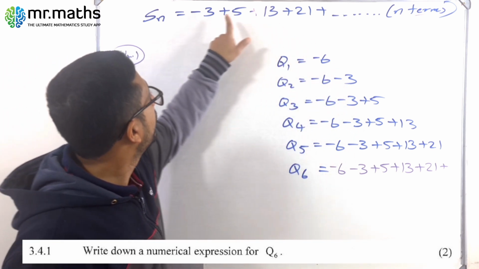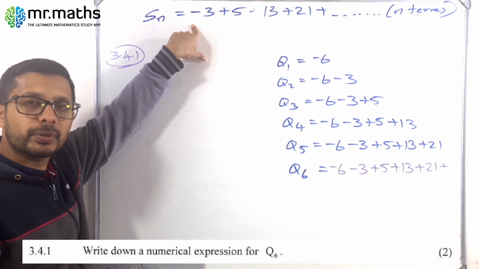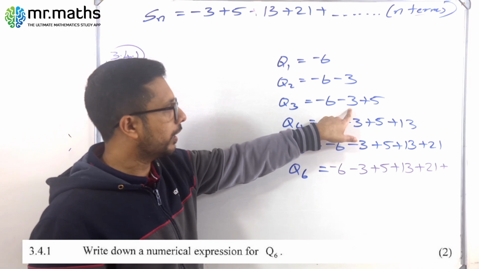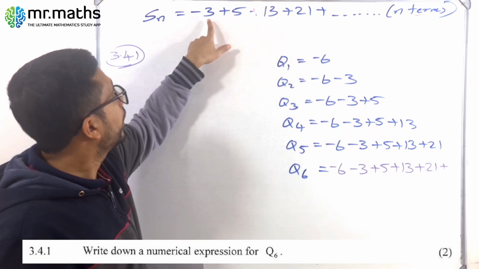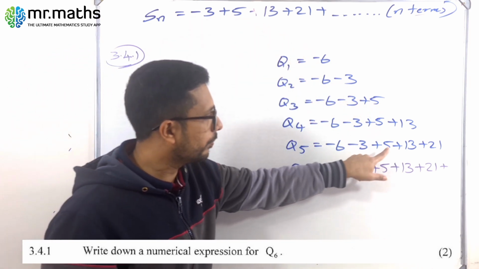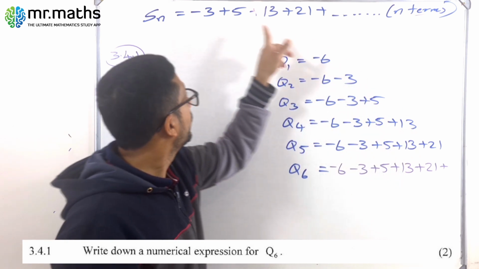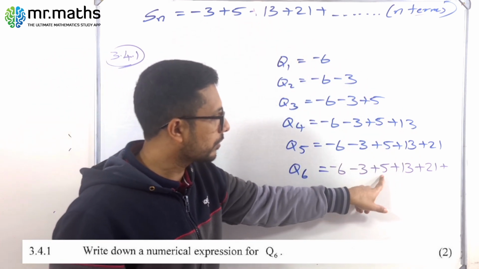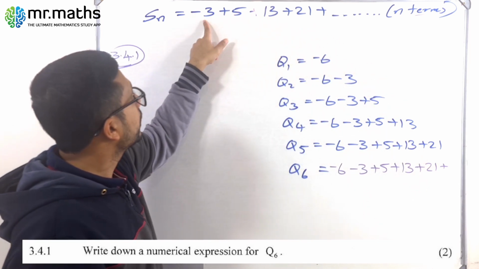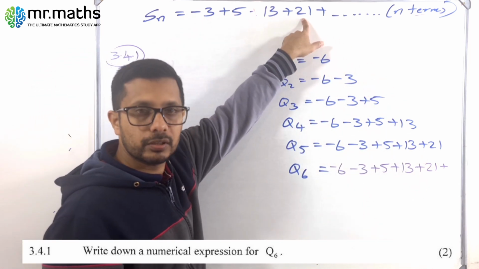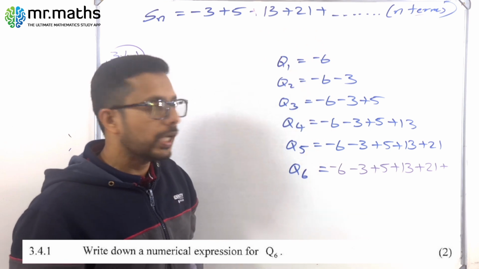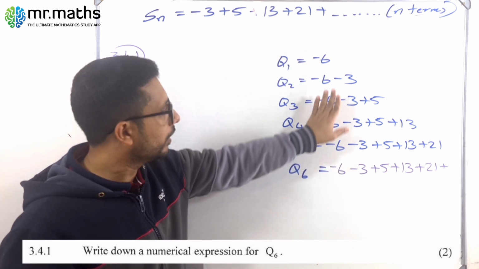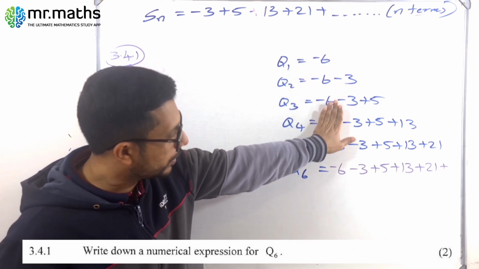Minus 3. Look at the Sn, given than previous one. First term is minus 3. Look at this one. Minus 3 plus 5. Minus 3 plus 5 plus 13. Minus 3 plus 5 plus 13 plus 21. Can you see that? So apart from this minus 6, if we avoid this minus 6, that is actually our Sn.